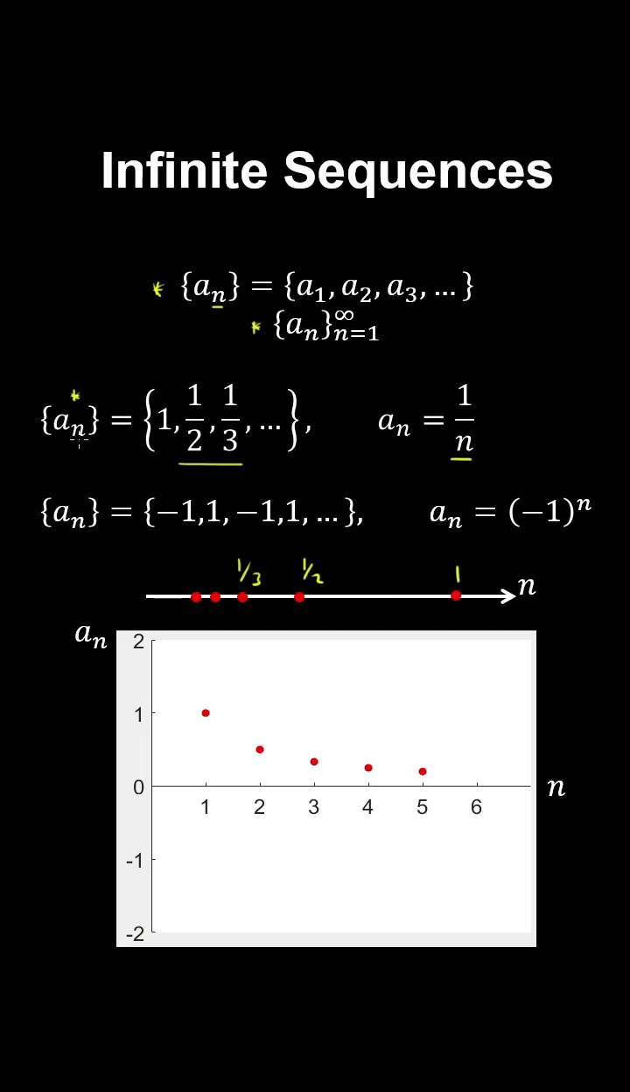So you can see that for a large n, the numbers in the sequence get closer and closer to 0. And here is another example of a sequence that oscillates according to the powers of -1. So it looks something like this.